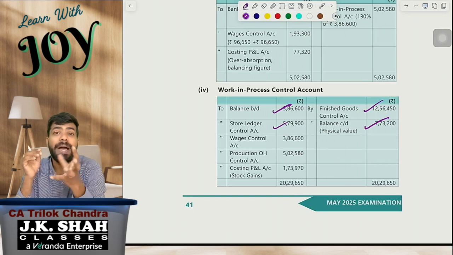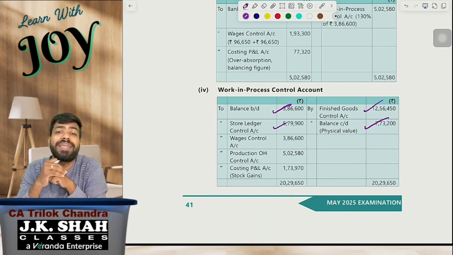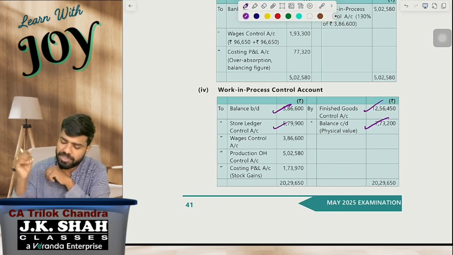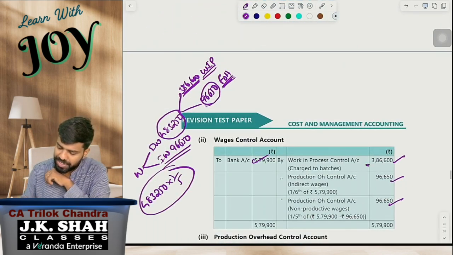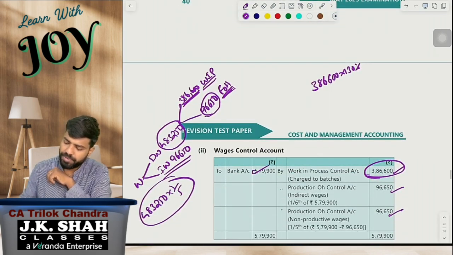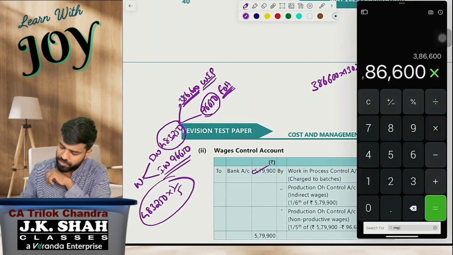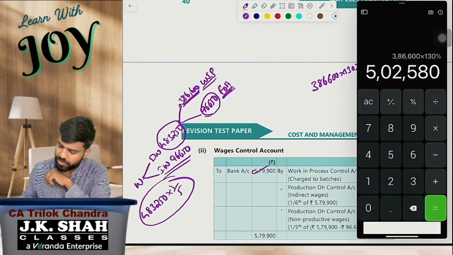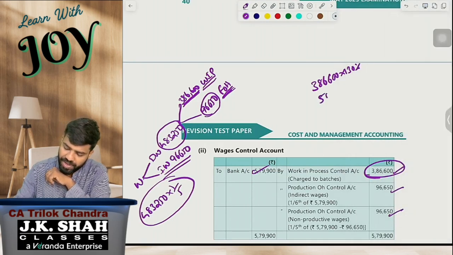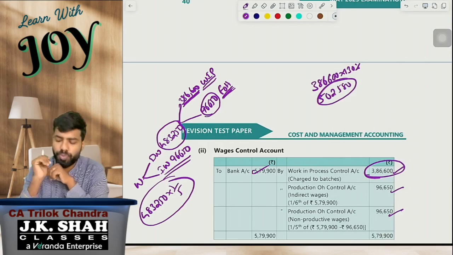Next, production overheads absorbed. I clearly explained we are going to debit it into work in progress. 130% of direct wages charged to work in progress. How much is the amount charged to work in progress? 3,86,600. 3,86,600 into 130% equals 5,02,580. 5,02,580 is the amount. There is the absorption, work in progress to production overheads.